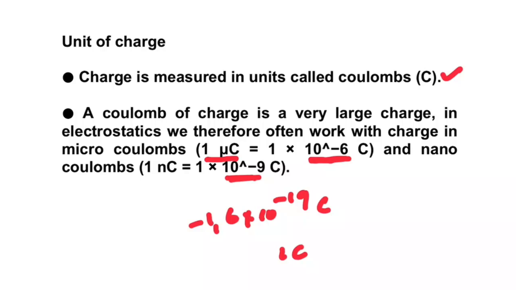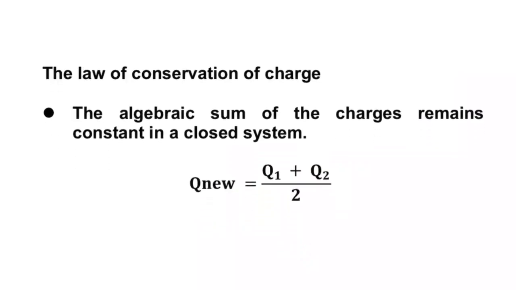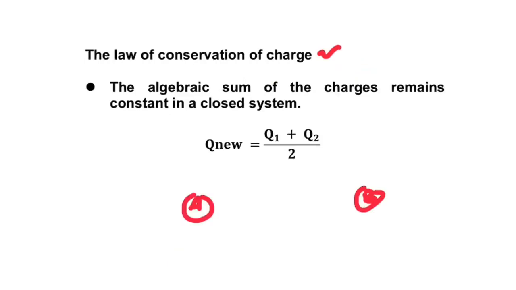We talked about the principle of charge quantization. Let's talk about the law of conservation of charge. The algebraic sum of the charges remains constant in a closed system. So this is the law of conservation of charge. So if we have two spheres, A and B, and you let these two spheres touch, and after that, you separate them, what will be the new charge on the spheres?